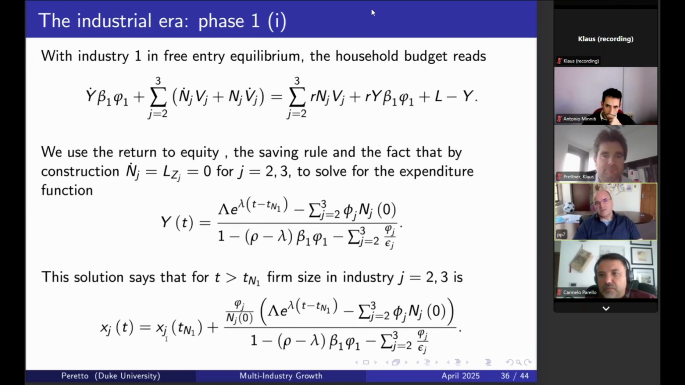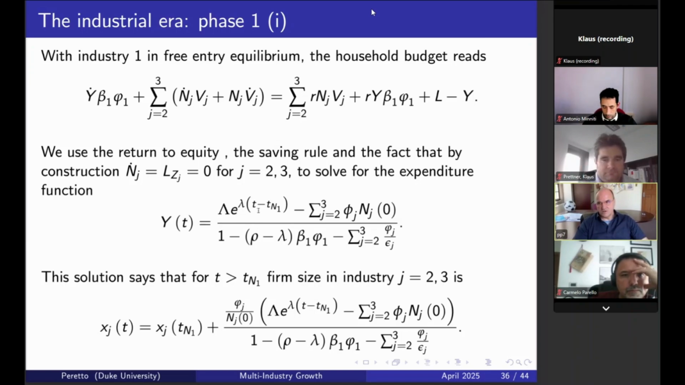So the industrial era, let's say the industrial era starts when at least one industry has entered its own industrial era. Okay? That's the first time that we see an industry in free entry equilibrium. Then you redo all the calculations that you did for the previous exercise. And again, you can compute a function giving you the evolution of aggregate market size. This is aggregate consumption expenditure in the economy. And again, it's driven by this exponential function of time.